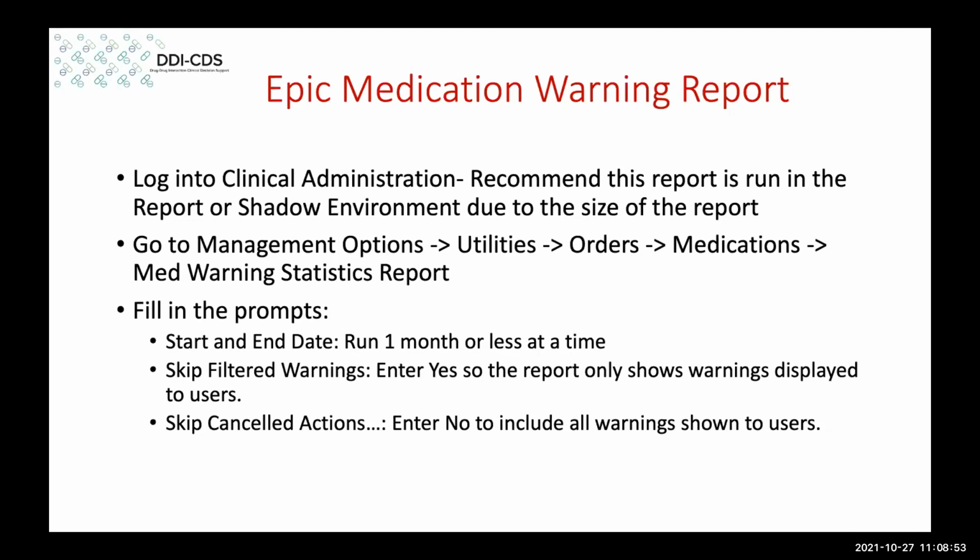From the clinical administration, you can go to the management options, utilities, orders, medications, and there's a medication warning statistic report. Once you select that report, there's going to be several different prompts that you can fill in. So start and end date is pretty self-explanatory. You'll usually want to run it for 1 month or less at a time, just again, so it doesn't bog down the entire system. There's a skip filtered warnings. You'll want to enter yes, so the report will only display warnings that are actually being displayed to the end users and not including filtered warnings. Skip canceled actions, we will enter a no to include all warnings that are shown to users. And next slide.